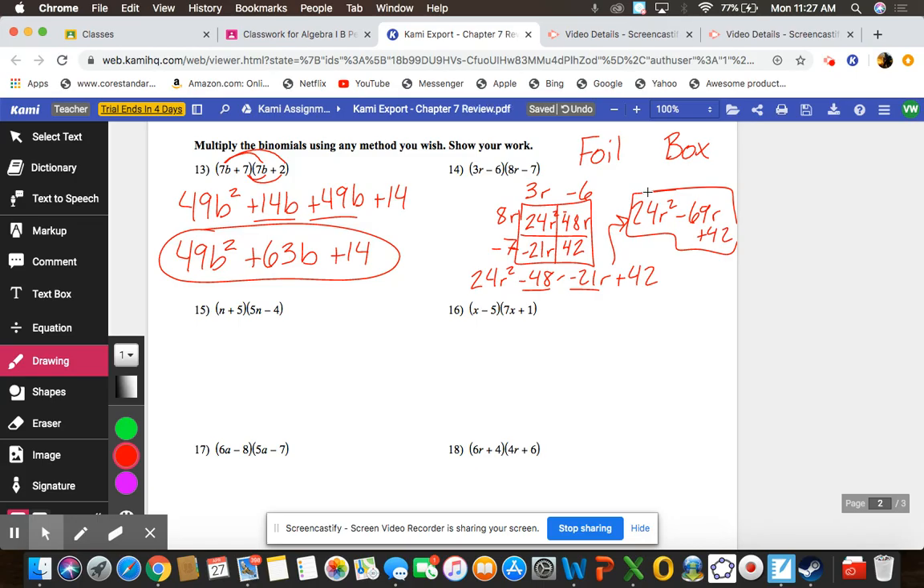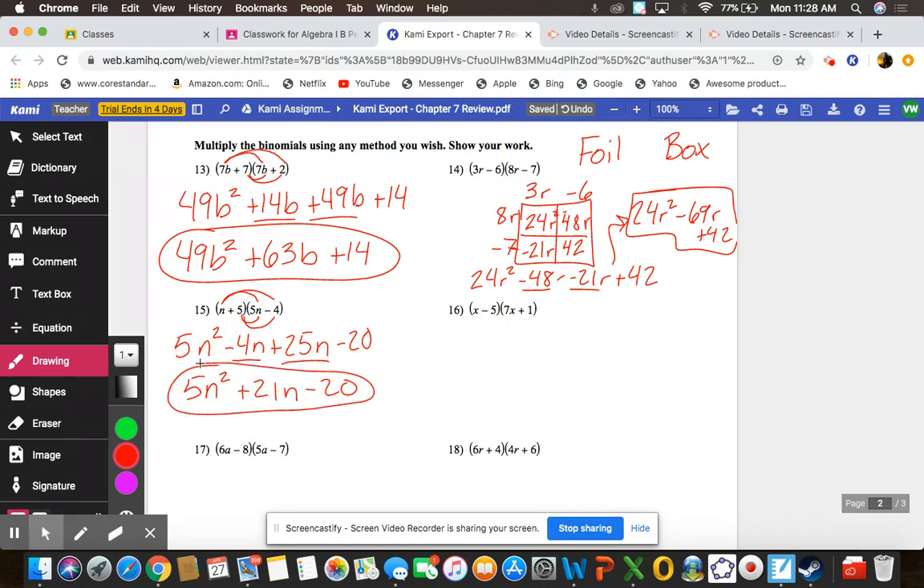15, 16, 17, and 18. I think I'm going to FOIL these just because I think it's a little bit quicker. So, n times 5n, that's 5n squared. N times negative 4, negative 4n. 5 times 5n, that's plus 25n. 5 times negative 4 is negative 20. Combine your negative 4 and positive 25, so you're left with 5n squared plus 21n minus 20.